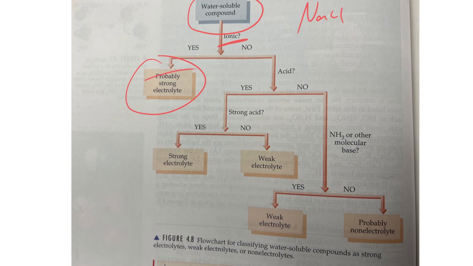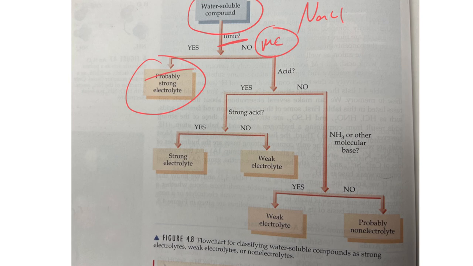So I would just say, if the compound's ionic and you know it's water soluble, it has to be a strong electrolyte. There's no other case for an ionic compound to be anything but a strong electrolyte from anything we've seen in chapter four. And then the next question would be, if it's not an ionic compound, it must be molecular, at least in terms of what we're talking about here in chapter four. We have a compound that dissolves in water, we know it's water soluble, we know it's in solution.